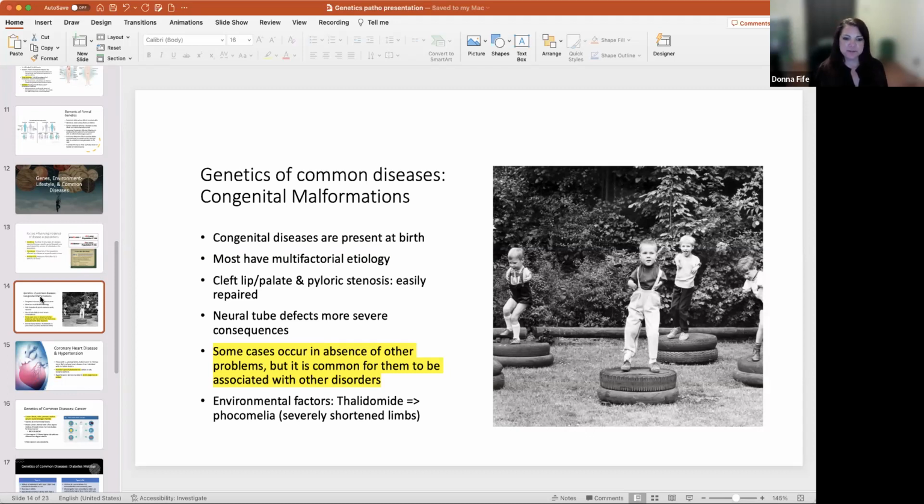Now, neural tube defects have more severe consequences. Some cases occur in the absence of other problems, but it is common for them to be associated with other disorders. There are environmental factors that can play a role in congenital malformations, one of which was a medication called thalidomide, which leads to phocomelia, which is shortened limbs, which you can see on these children here.